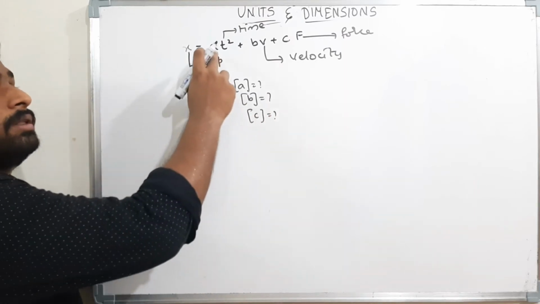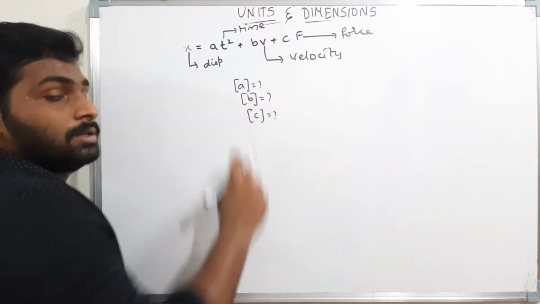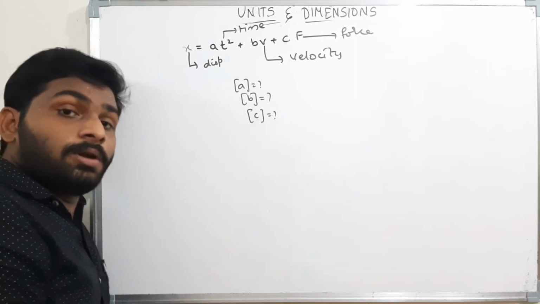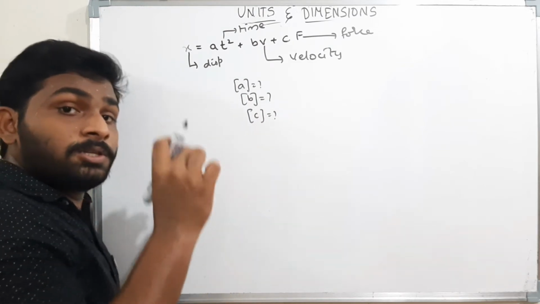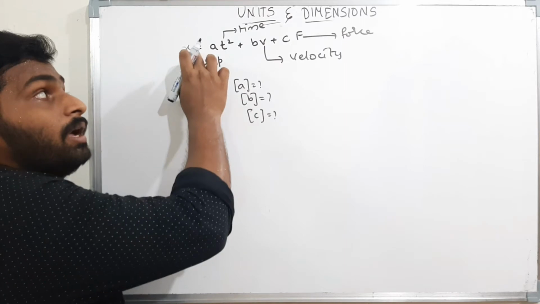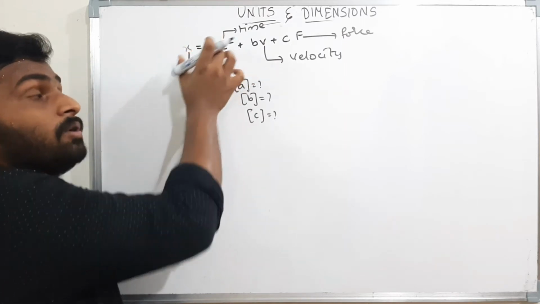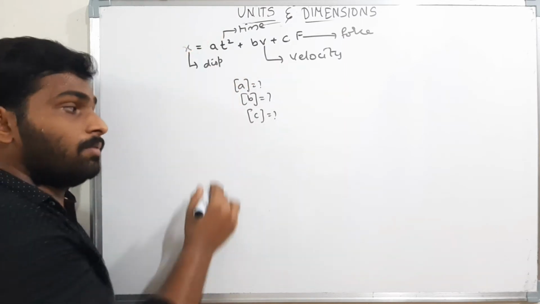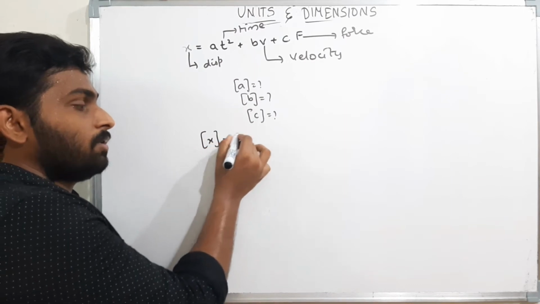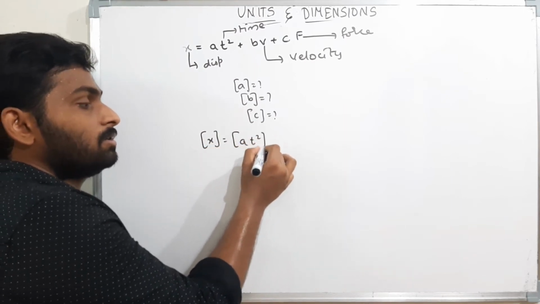Now how can we find the dimension formula for A, B and C? We can use the principle of homogeneity. According to the principle of homogeneity, I can equate two terms only if the dimension formula is the same. Therefore, the dimension formula for x must be equal to the dimension formula for At².